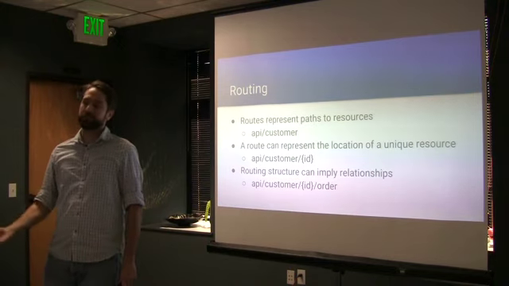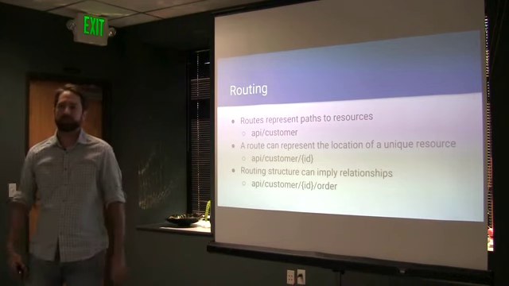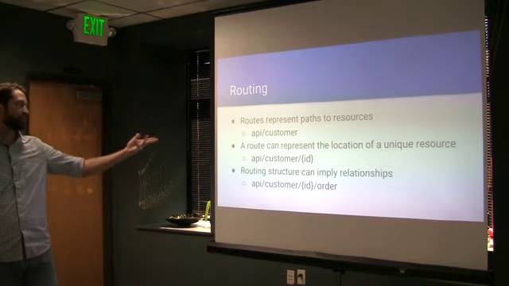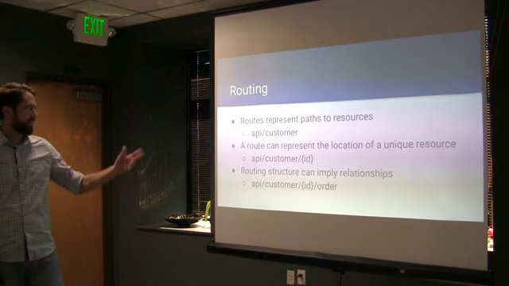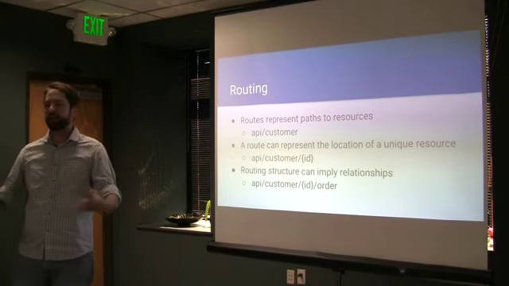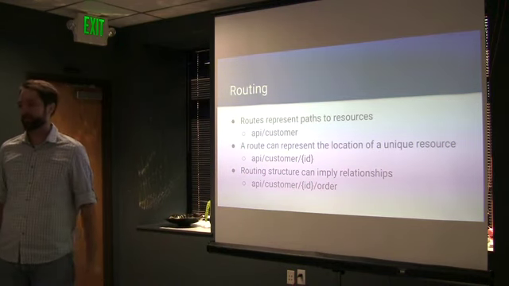Which kind of gets to routes. Routing has to do with the location of your resources. So it represents paths to a resource. We're going to use the example of customers a lot today and tomorrow. So the API/customer route would be a route to all the endpoints, all the verbs, anything that you need to do with a given customer.